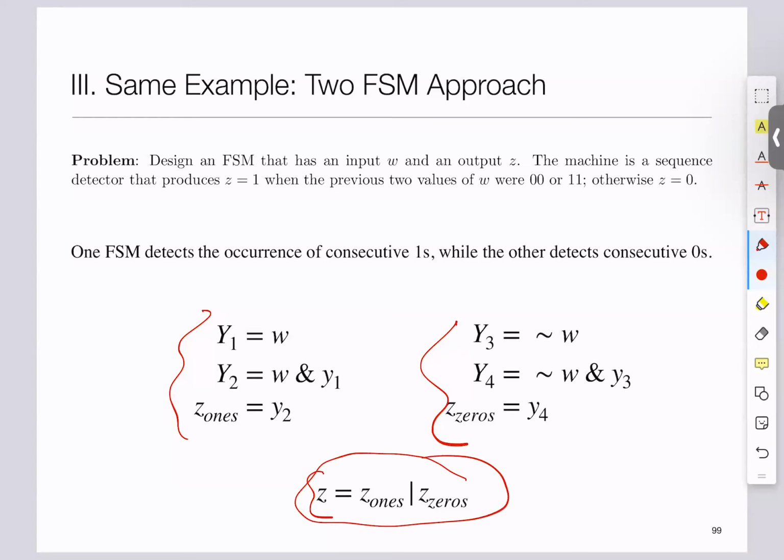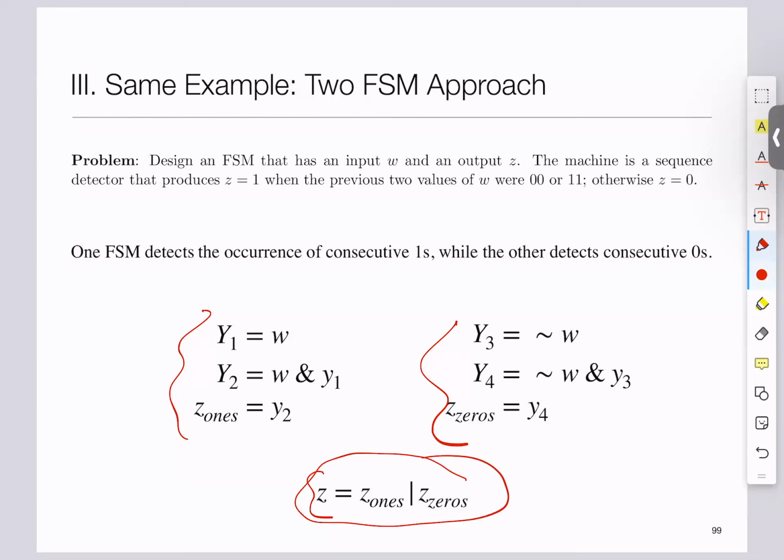Now, technically, it is no longer a single FSM because there are 2 FSMs doing the job, but the overall system is still finite state, and it will still do the job correctly. So it meets the notion of what we are doing.